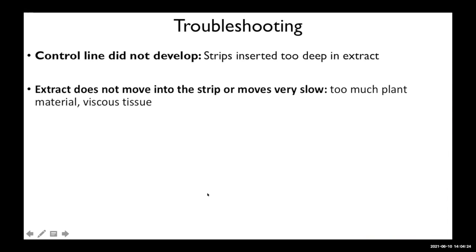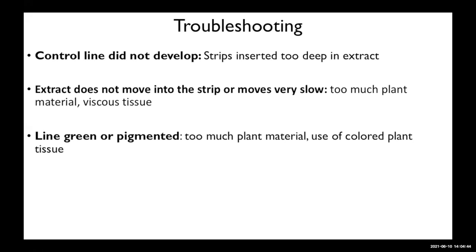Sometimes the extract does not move into the strip or moves very slowly. That means you could have used too much plant material. Sometimes plants have different phytochemicals that might interfere with the test. Sometimes with viscous tissue, if you're using plants that are very high in wax or high in antioxidants, you might not get it to move as fast.